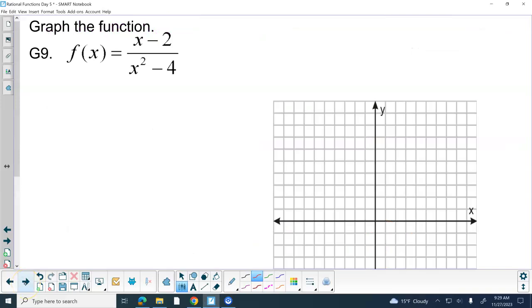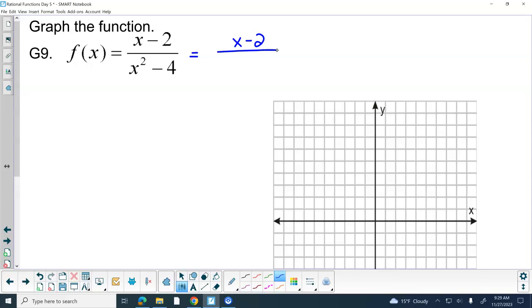Here we go. So here's our function. Let's graph this bad boy. F of x equals x minus 2 over x squared minus 4 is our function. Step 0, we can say it now because it's in play. Step 0 says that I need to simplify if possible. So in order to do that, I first have to factor. Nothing can factor from the top. It stays x minus 2. Can anything factor on the bottom?